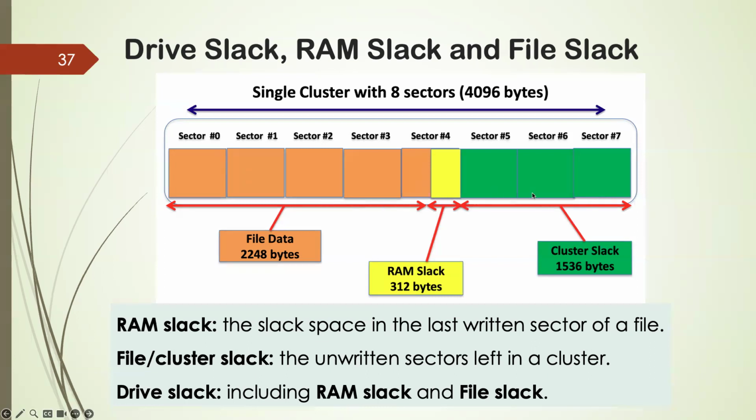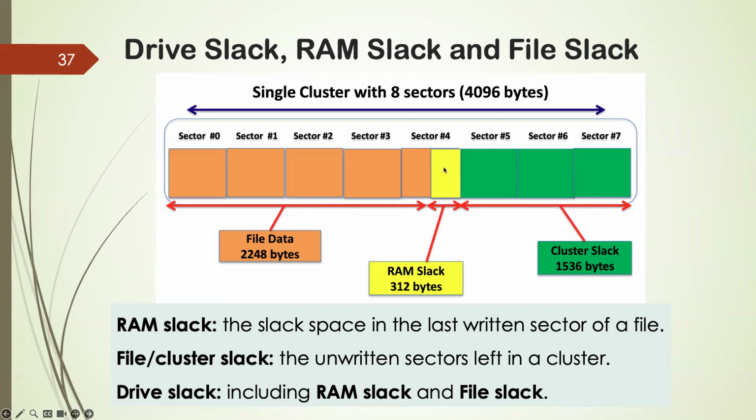Now, what is the empty space that is remaining? We have 3 complete sectors that are available in this cluster. Sectors number 5, 6, and 7 were completely untouched, so no data was written in this region. This space that is not touched by the file we call cluster slack. That tells us how many sectors are free. Here we have three sectors totally untouched by this file, so our total cluster slack is 1536 bytes.